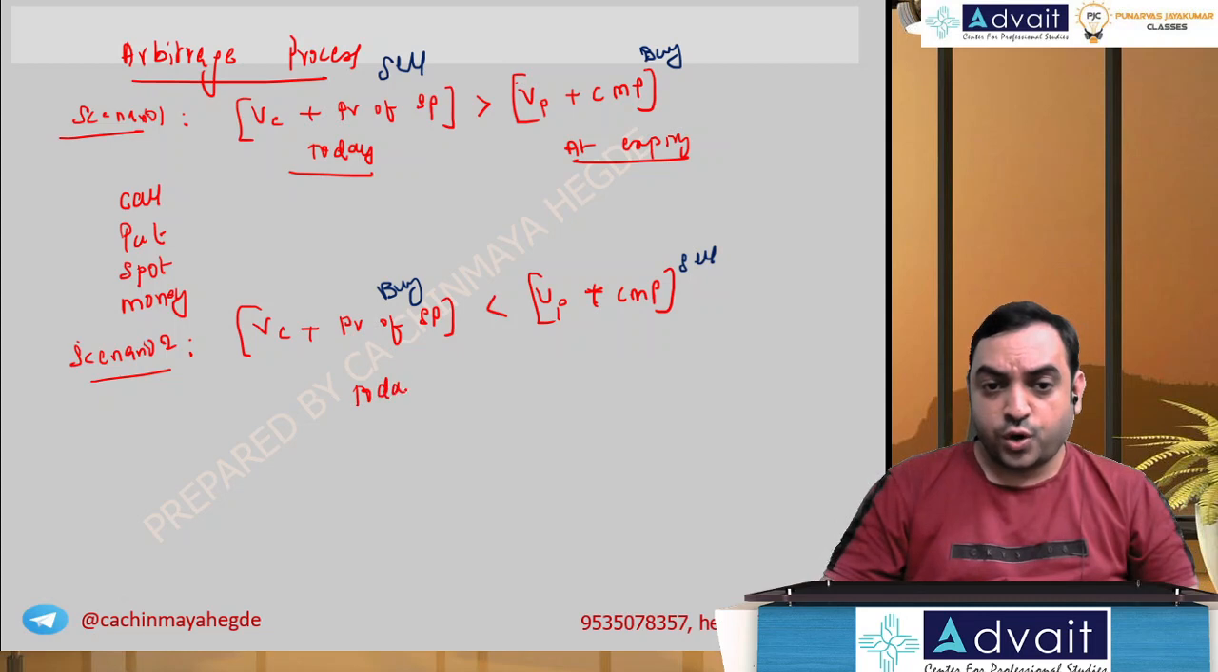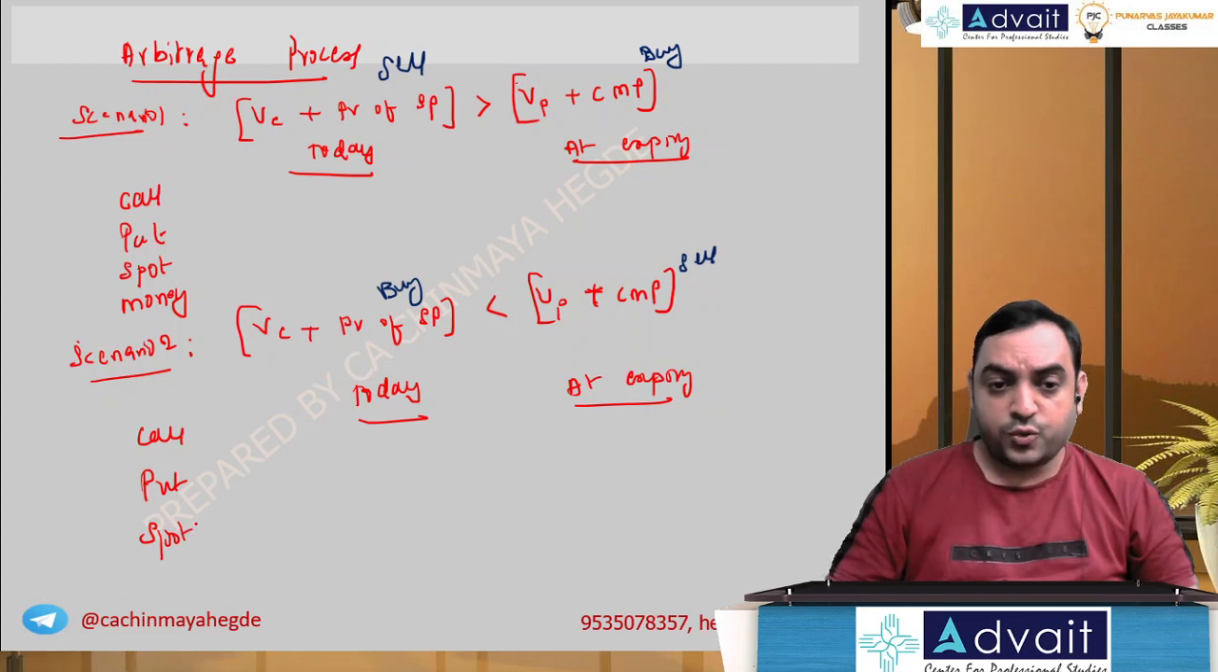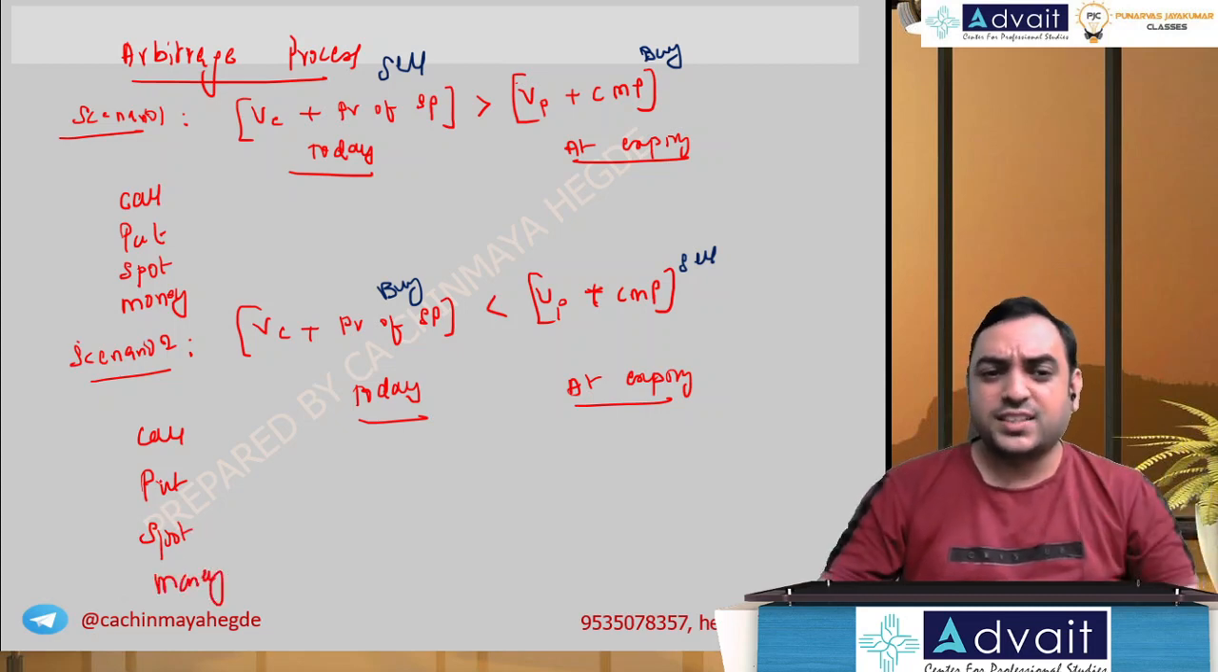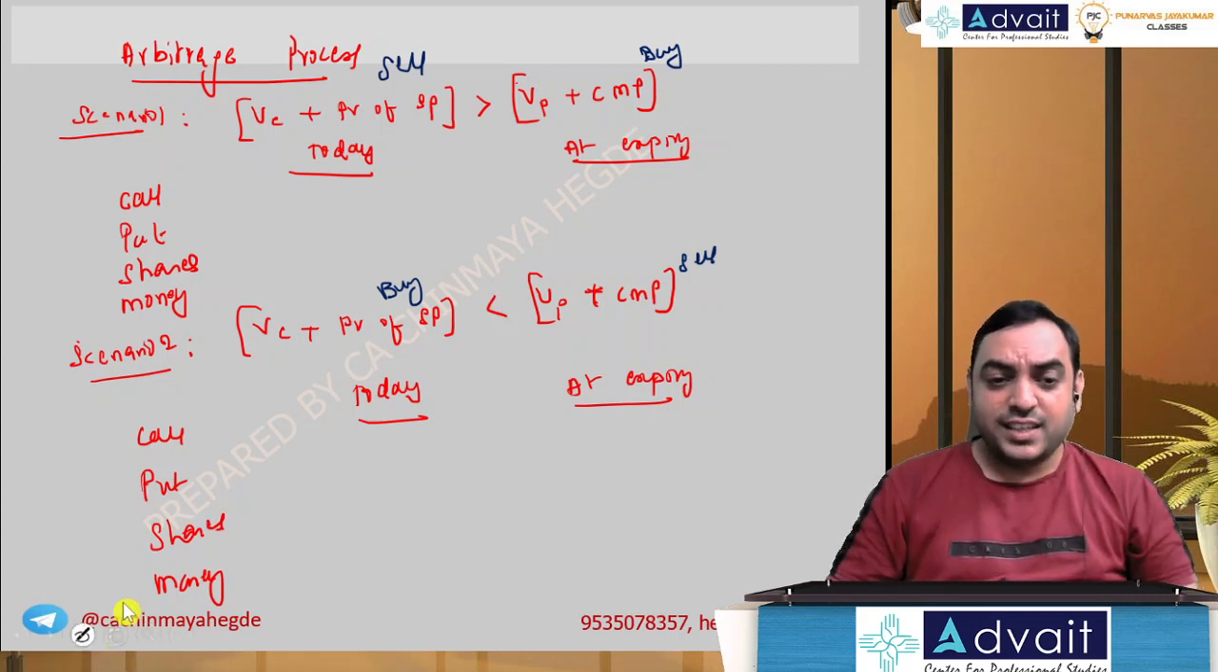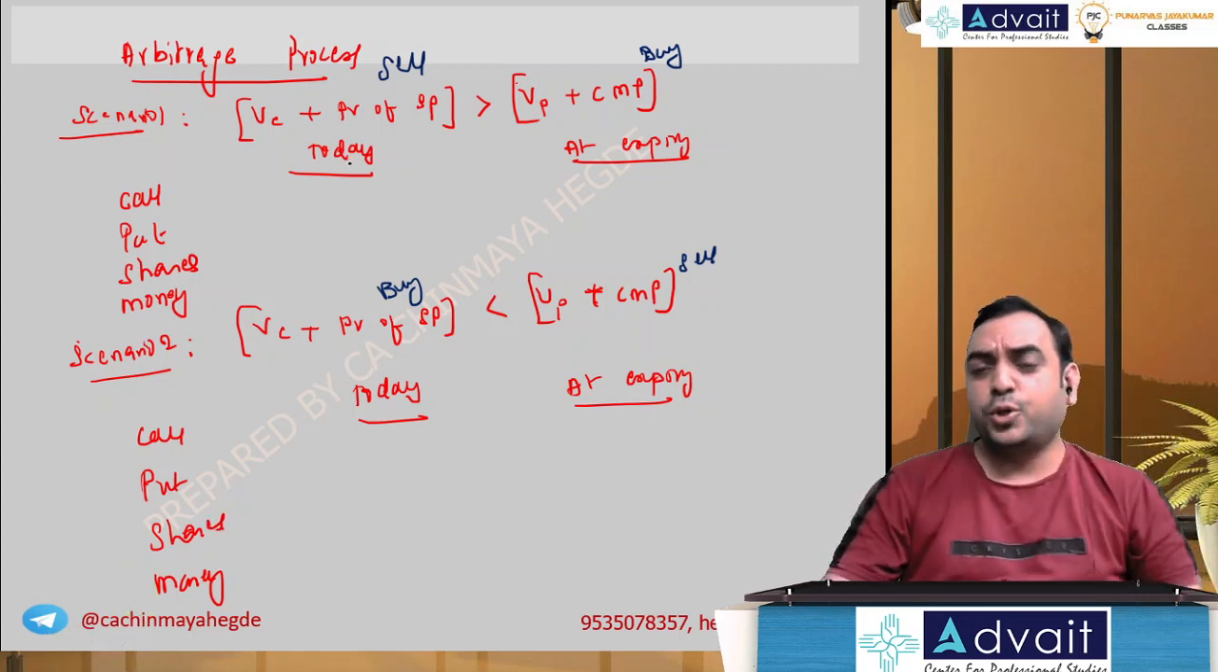The same thing you do in the second scenario also. What do you do today? What do you do at expiry? In call, what do you do? In put, what do you do? In the spot market, what do you do? In the money market, what do you do? Instead of spot, you can say on shares, what do you do? And these four are not new things. These four are from the put-call parity theorem, right?